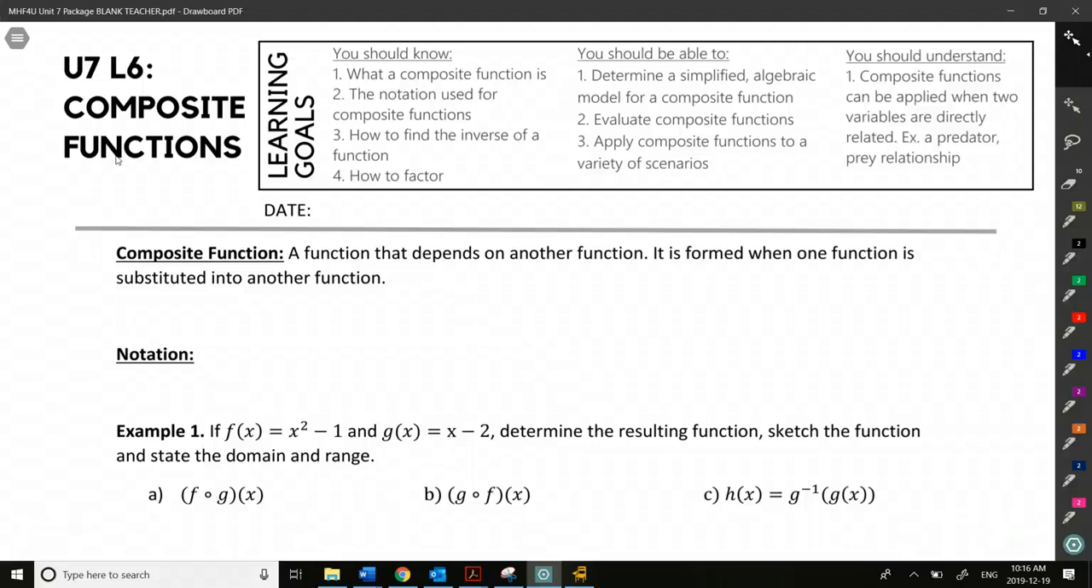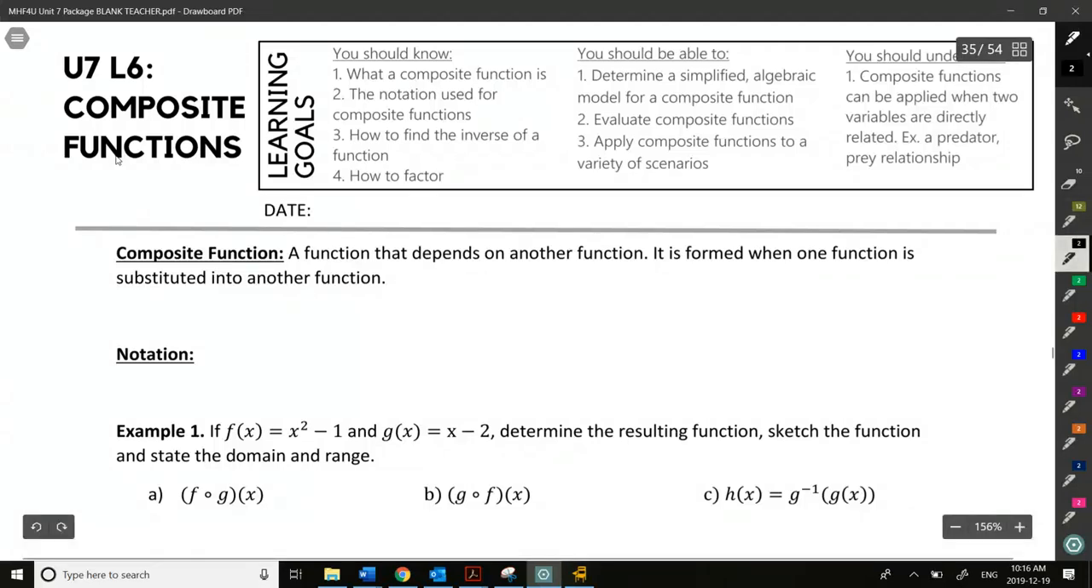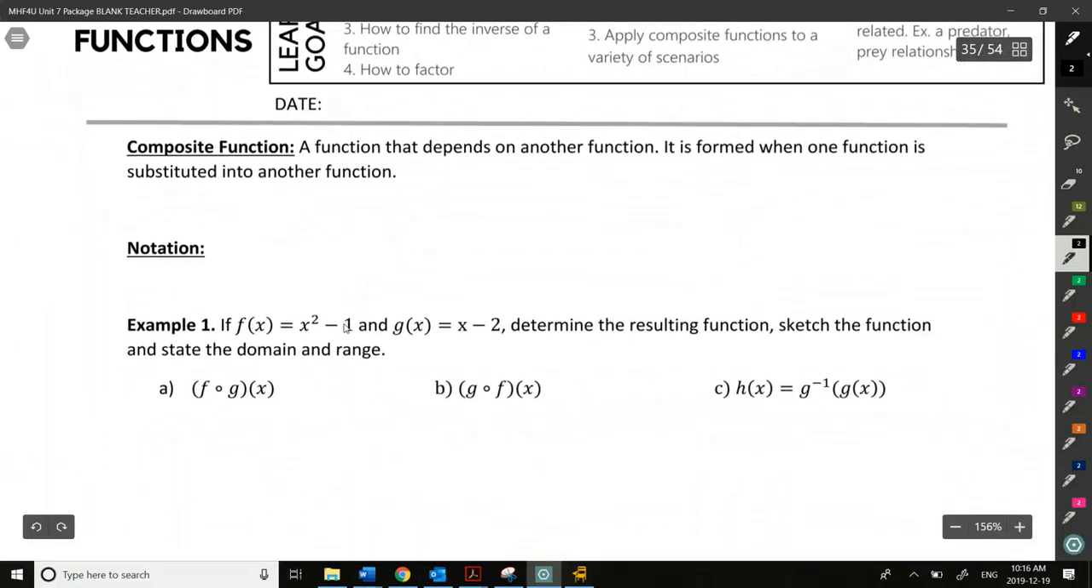All right. So today we're going to talk about composite functions. Basically, these functions depend on another function, and it's formed when we have maybe two functions and one of them gets subbed into the other one. So here's the notation that you're going to see.